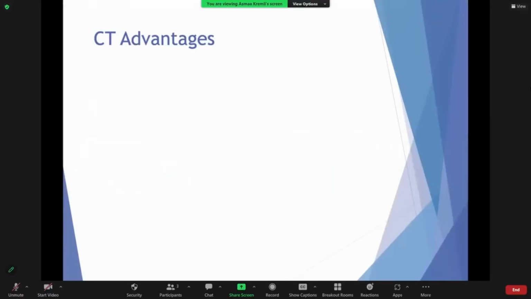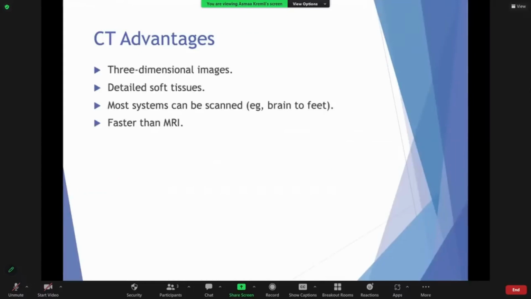Moving on to the CT advantages. The advantages of CT scans are that they are 3-dimensional images, as we saw previously. We can exactly localize the mass or structure or whatever we wanted to localize.